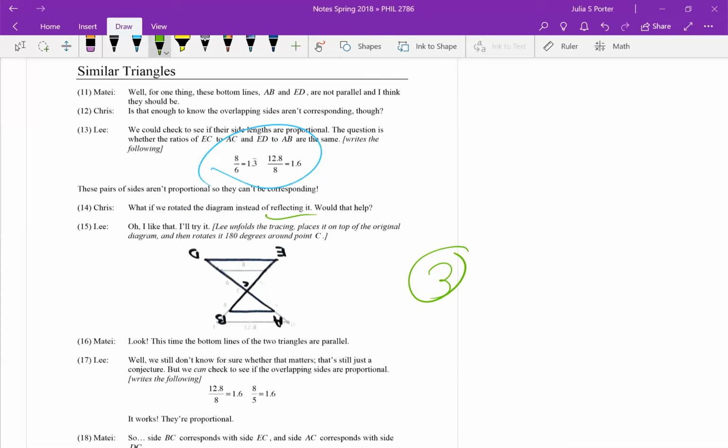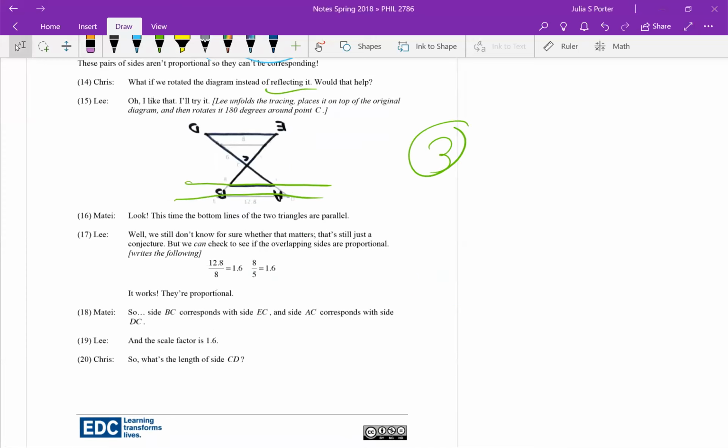So visually, Marty notices that these lines look parallel, which gives them hope. And through attending to precision, they look at the proportionality of them, and they find that 1.6 is the scale factor, meaning that this would be a really easy form to move on to.